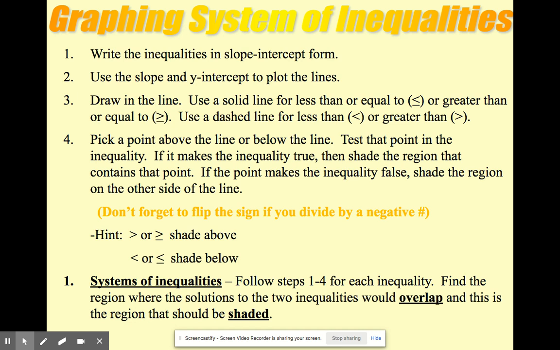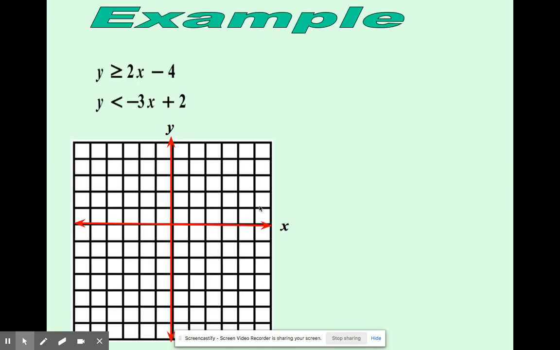You can remember what I talked about: if it's greater than or greater than or equal to, you shade above. If it's less than or less than or equal to, you shade below the line. But you can always pick a point to see if it works as well. For systems of inequalities, follow steps 1 through 4 for each inequality. Find the region where the solutions to the two inequalities overlap, and this is the region that should be shaded. Let's look at some examples here.